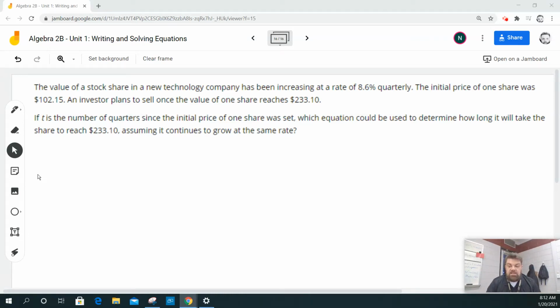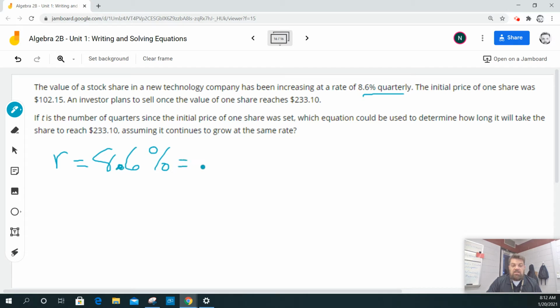Okay, so this one says the value of a stock share in a new technology company has been increasing by a rate of 8.6% quarterly. So I'm going to put my rate is equal to 8.6%, which if I write that as a decimal, that's 0.086.